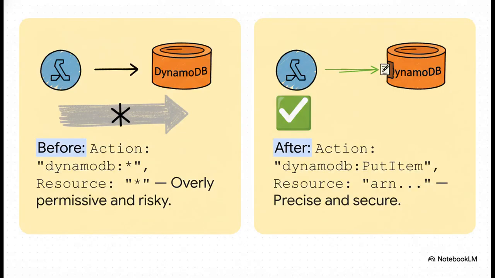And here's what that looks like in practice. Let's take that Lambda function that needs to write to DynamoDB. The before policy here, yikes. That's the lazy way, right? Action, DynamoDB star, and resource, star. That's a huge security hole. But look at the after policy. This is beautiful. It's surgical. We've specified the exact action, DynamoDB put item, and the exact resource ARN for that one table. This is what least privilege looks like, and this is exactly what AWS wants to see on the exam.